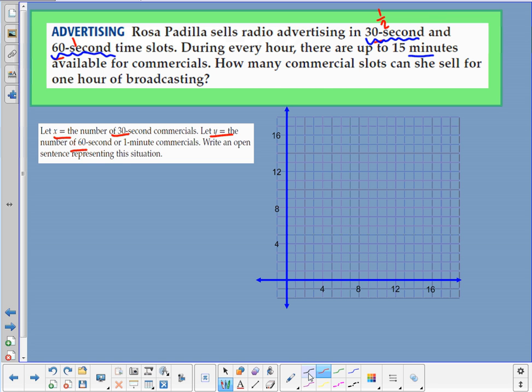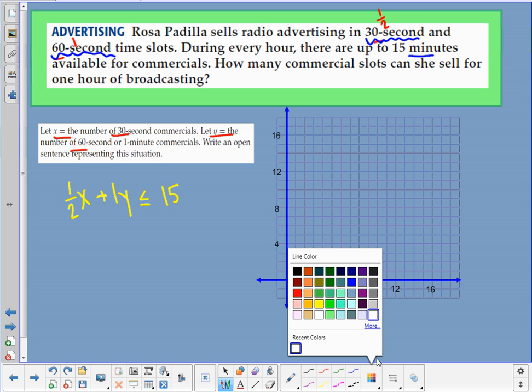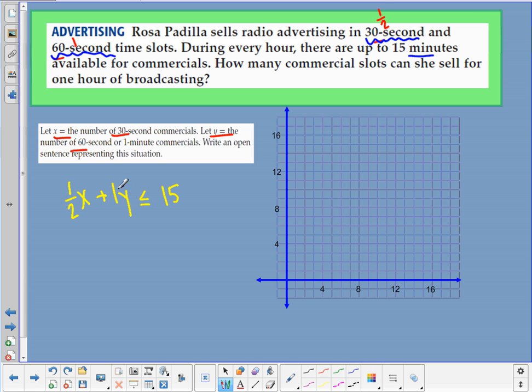And now I'm ready to write my inequality. So for every 30-second commercial, she's using a half of a minute, so it's a half times x. And for every 60-second commercial, it's 1 minute, so plus 1 times y. Now we don't obviously have to write that 1, but just to show you that it's there. And she can use up to 15 minutes, but she can't go over. So again, I'm looking at less than or equal to here. And here's my inequality.